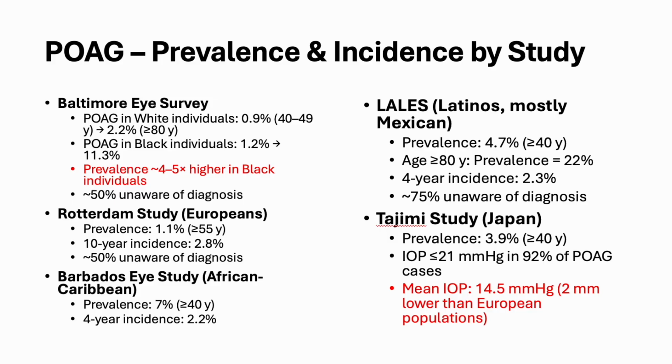The Barbados Eye Study found a 7% prevalence in African Caribbean individuals aged 40 and above. The Lale study in Latinos reported a 4.7% prevalence and highlighted that 3/4 of POAG cases were undiagnosed. Finally, the Tajimi study in Japan showed a prevalence of 3.9%, with 90% of POAG cases having normal IOPs. The mean IOP was about 2 millimeters of mercury lower than in European populations.